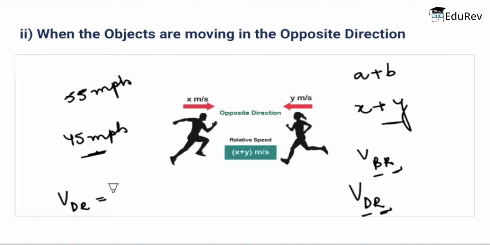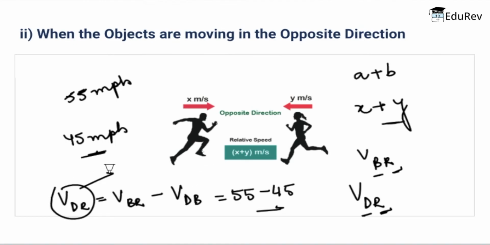VDR equals VBR minus VDB. Or in other words, can I say that 55 mph minus 45 mph? Therefore, we may write that VDR is nothing but 10. So, VDR is going to be 10 mph in the direction in which the bus is traveling.